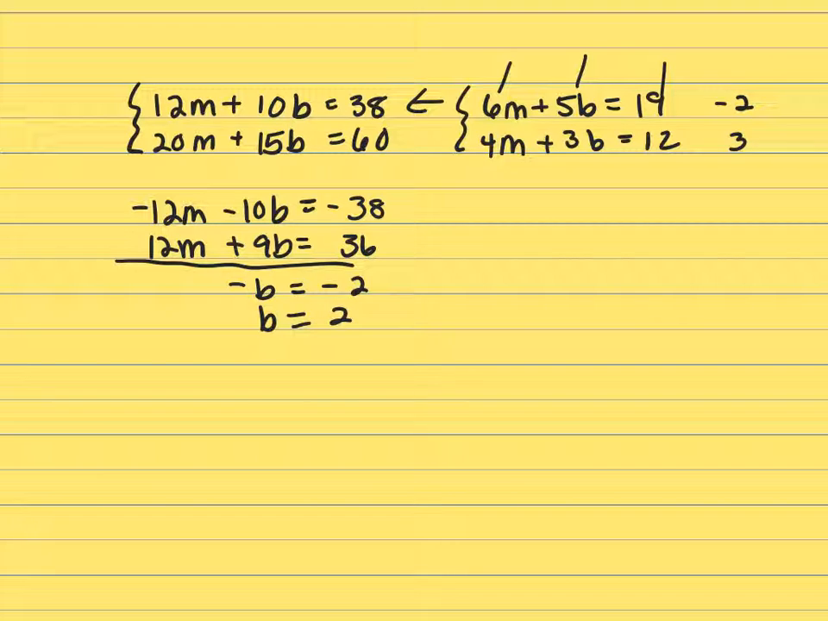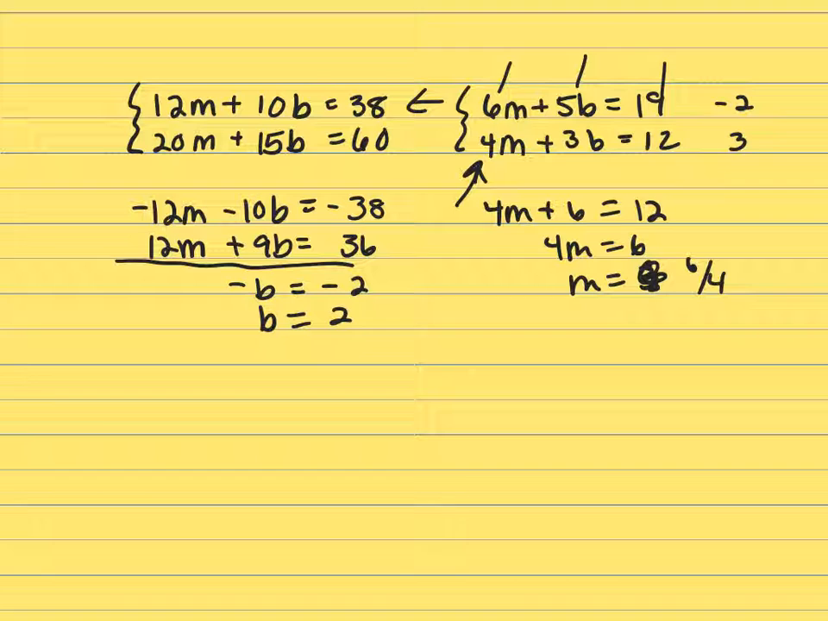And now you can just back substitute into one of these equations to figure out what m is. I would just use the bottom one. 4m plus 3 times b, 3 times 2 is 6, equals 12. So 4m equals 6, m equals 3. Is that right? No. M equals 6 over 4. Did I do that right? 6 over 4, which is 3 over 2. That's $1.50. So a book is 50 cents more than a map.